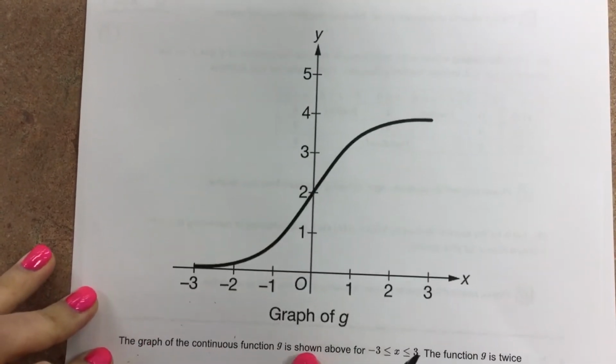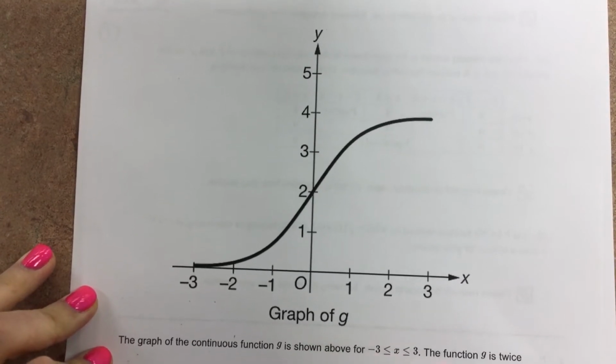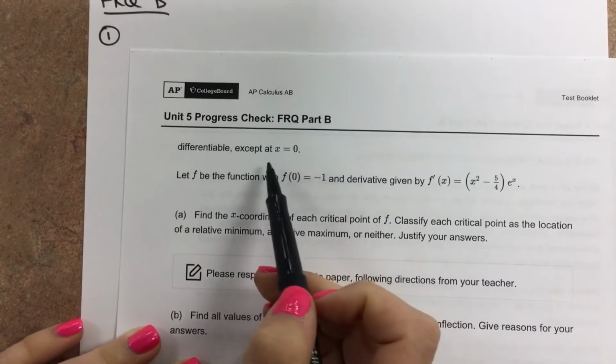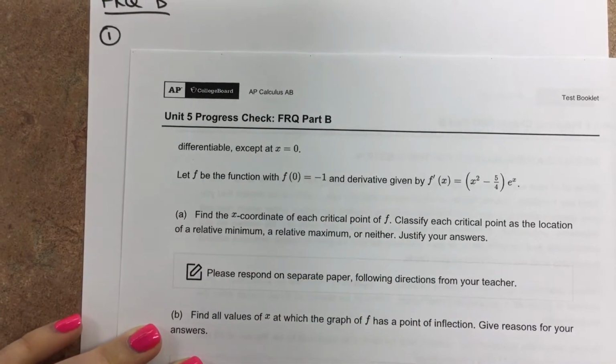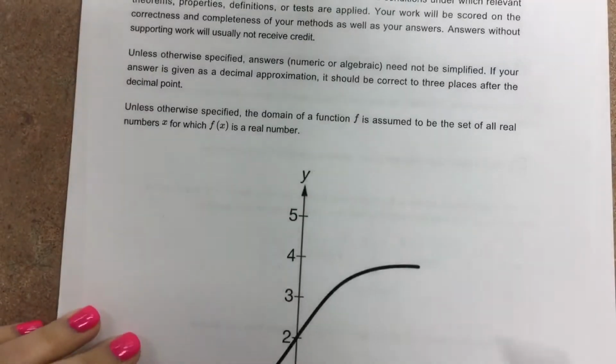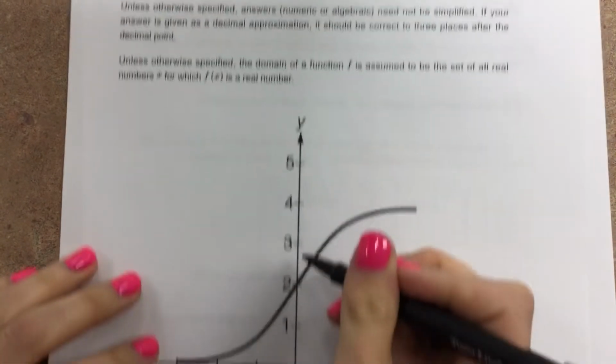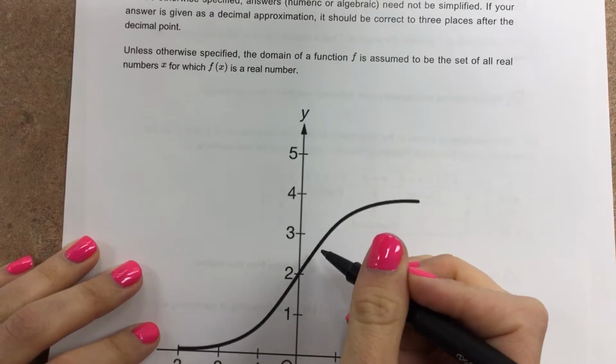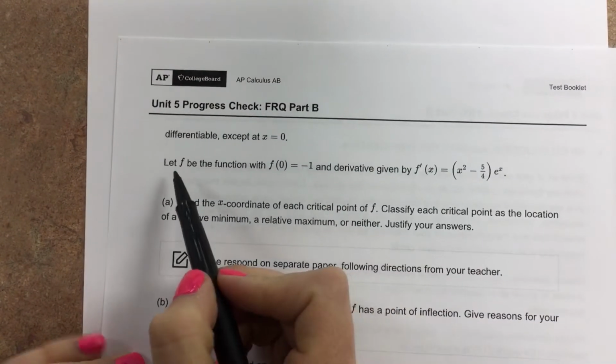It says that it's a continuous function. They show it between -3 and +3. They tell us that g is twice differentiable except at x equals 0. So when you look at this right here, this is an inflection point, and that means that the second derivative does not exist there. All right, so we'll get into more details with that. They give us this information.